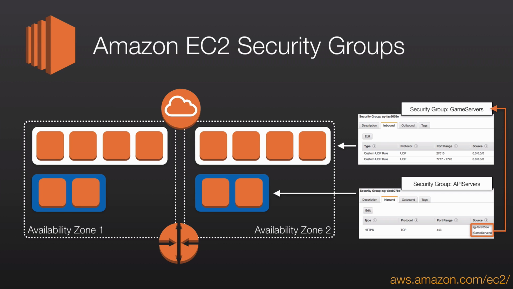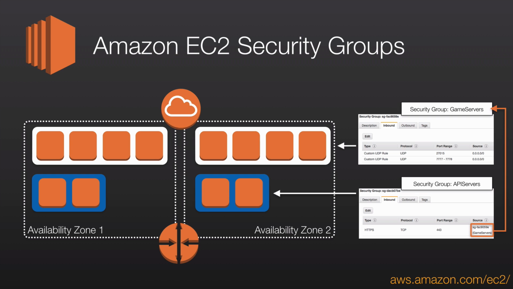tier. And this is just to illustrate that security groups are self-referential. You can reference other security groups in them. And this provides a dynamic way to control security policy. So if we add or remove game servers dynamically, we don't have to update the security group on our API server tier. It will automatically provide the policy that allows those game servers to communicate with it, regardless of how many or how few game servers are active at any particular point in time. So it's a dynamic mechanism for controlling traffic.